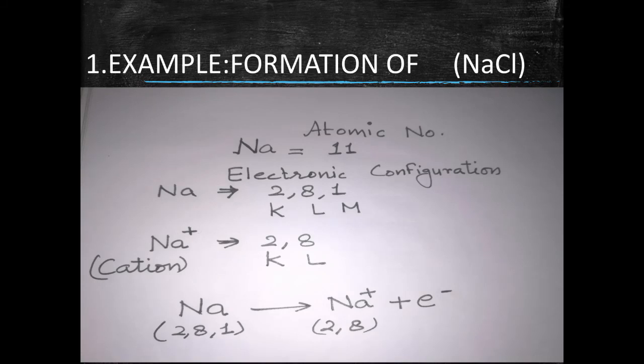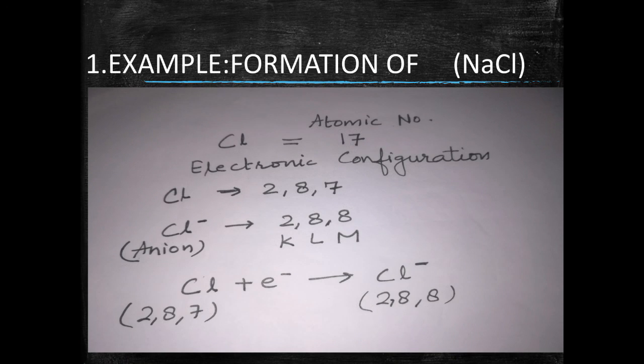Let us take a very common example of sodium chloride, that is NaCl. So first we will discuss sodium and its electronic configuration. Sodium has an atomic number 11 and the electronic configuration is 2, 8, 1. The valence shell has 1 electron. Now sodium acquires positive charge, that is Na+ cation will be formed when it loses 1 electron, as we have shown in the slide. Na (2, 8, 1) is equivalent to Na+ plus 1 electron.